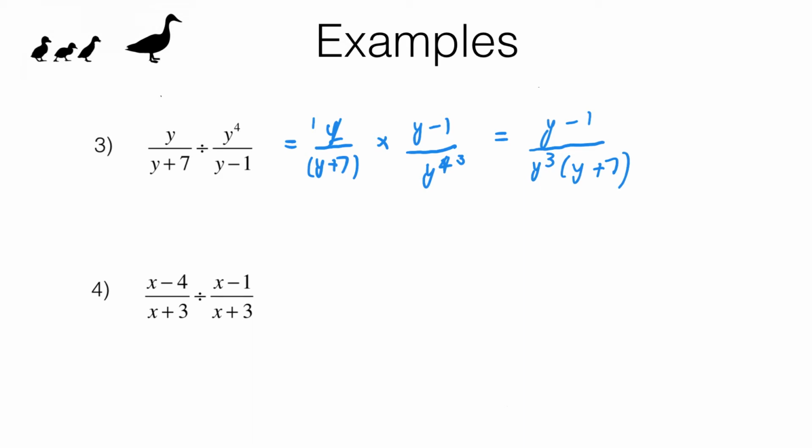Example 4. Again, the first algebraic fraction remains as it is. So this will still be x minus 4 over x plus 3 multiplied by x plus 3 over x minus 1. And I can see this will clearly simplify, because this will divide by x plus 3, this will divide by x plus 3, so this will give me x minus 4 all over x minus 1.